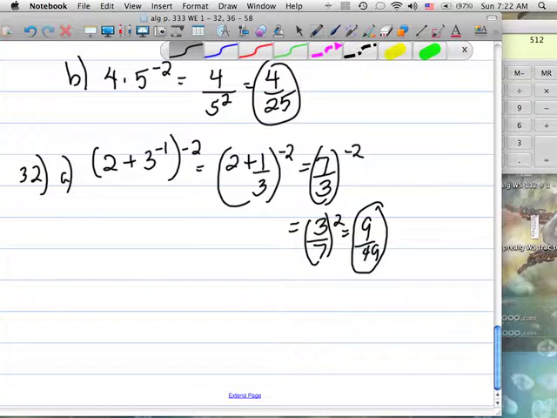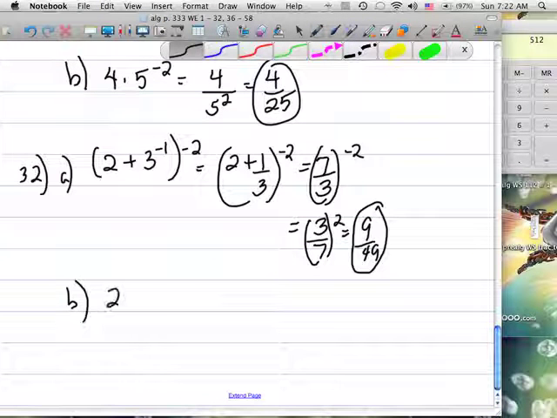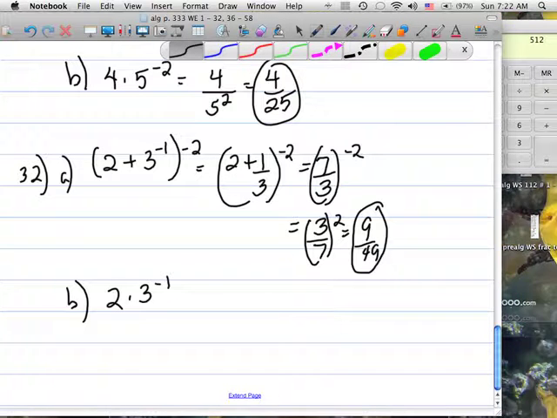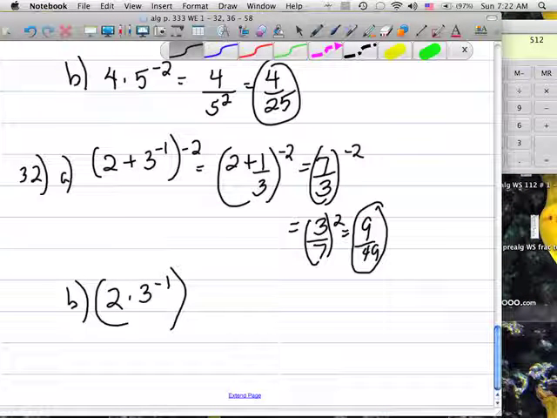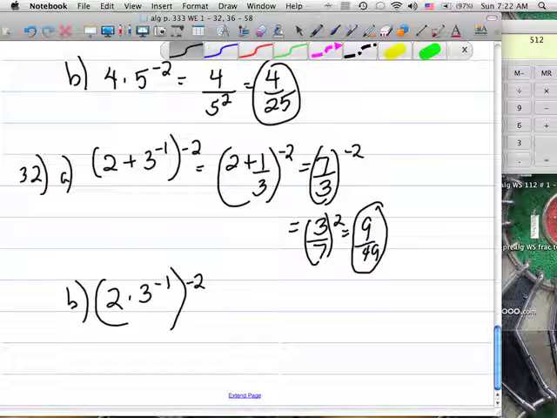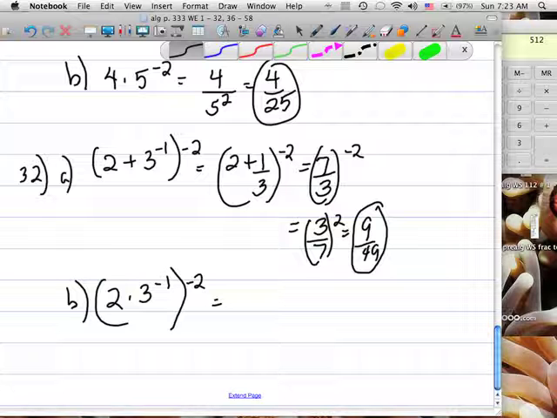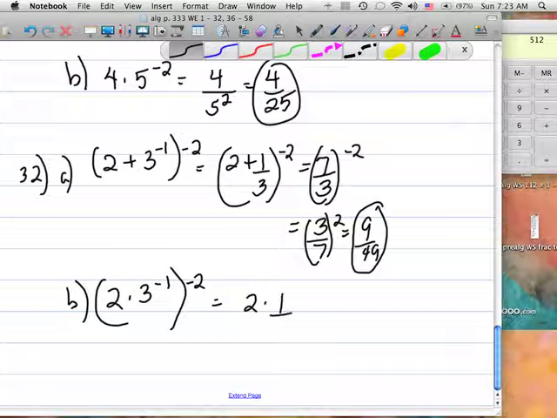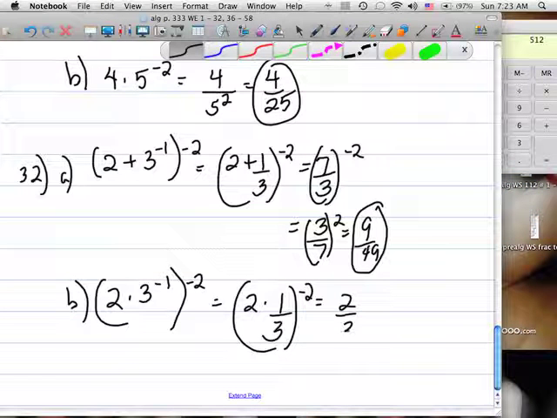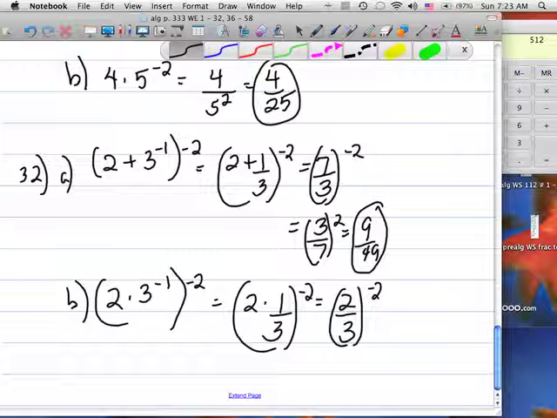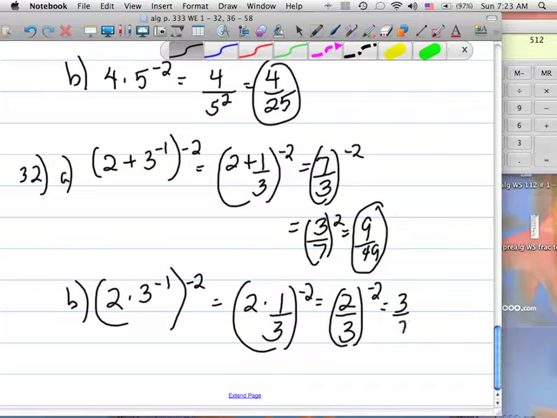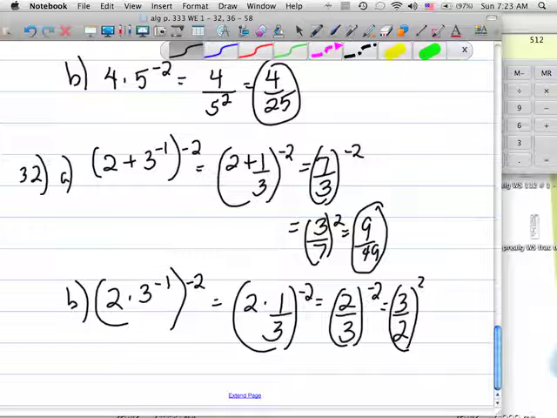And B, same problem basically, but we changed the addition sign to a times sign, and that does make a difference. So I could take the negative 2 power of everything in here, but I still prefer to go ahead and just multiply out what's inside. That's 2 times 1/3 to the negative 2. So that's 2/3 to the negative 2. That flips the fraction, makes it 3/2, and I'm going to square it. It's now positive, so that's 9/4.